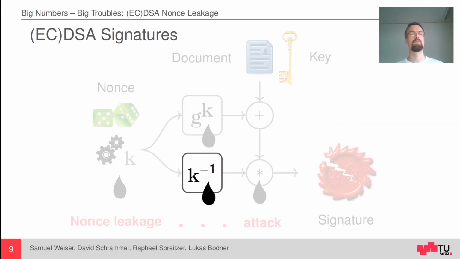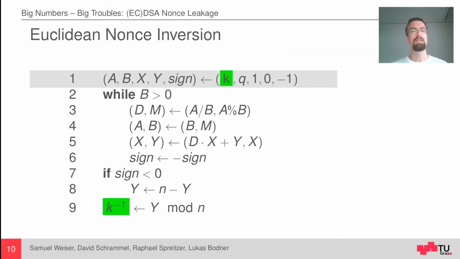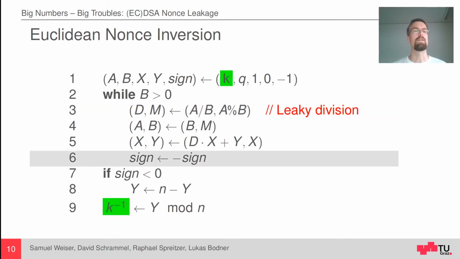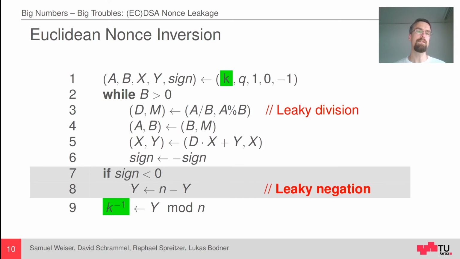To go on, we have a brief look also at the inversion step here. The details are not so important, but you just see here that the nonce K shown in green at the top is somehow inverted. While we already found a leaky division step here in this first iteration of this while loop in line 3, I'm gonna talk about this sign operation here. And this sign variable keeps track of the sign bit of the outcome of the inverse nonce. And in the end, if the sign bit is negative, we do this final negation step. And we found this negation step to be leaky.